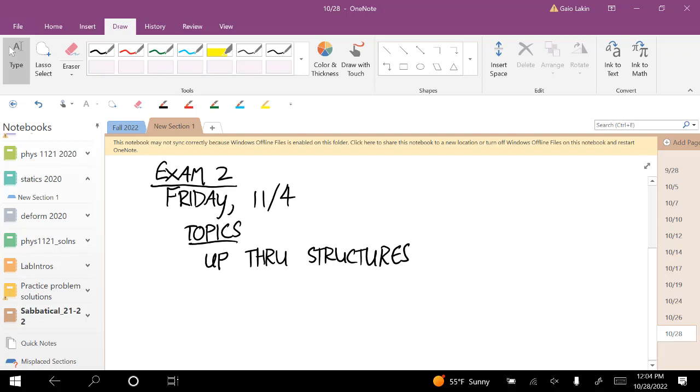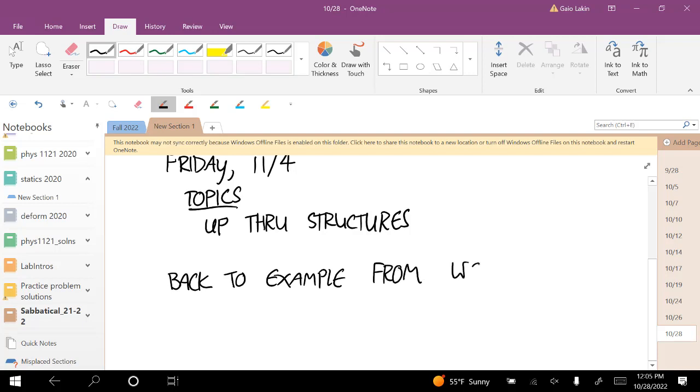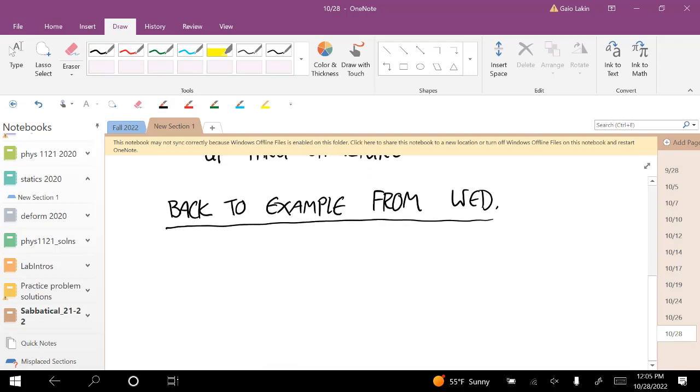Any homework questions you'd like me to go over? We're in the middle of an example problem. Okay, so let's go back to the example from Wednesday. So the problem was this.